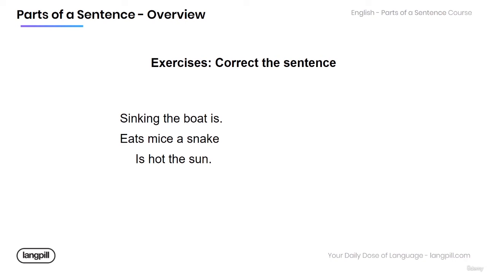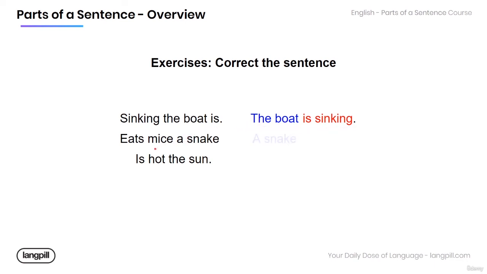Okay, so hopefully that wasn't too hard. Let's see what we have. The first one we have here, sinking the boat is. Okay, so in English, we don't put the information in this order. So hopefully you've started with the boat, which is our subject, and then is sinking. So the boat is sinking. This is the correct order. Subject, predicate.